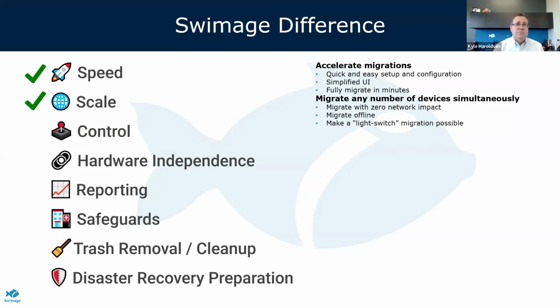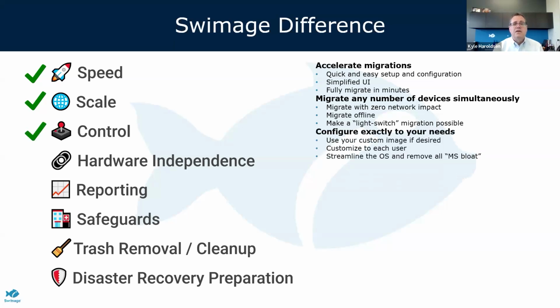We can do migrations with zero network impact, so you could have anywhere from thousands, tens of thousands of machines all migrating at the exact same time without affecting the network. We can do migrations completely offline. And we have had requests with some of our customers in the past that do a light switch migration. I have 10,000 machines I need to migrate over the weekend. You can actually migrate that over the weekend with Swimage. We have that possibility. Okay, we also configure exactly to your needs. So you have control over how you do your imaging. So you can use a custom image.